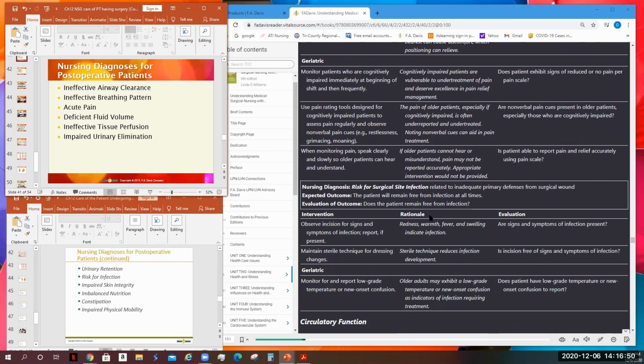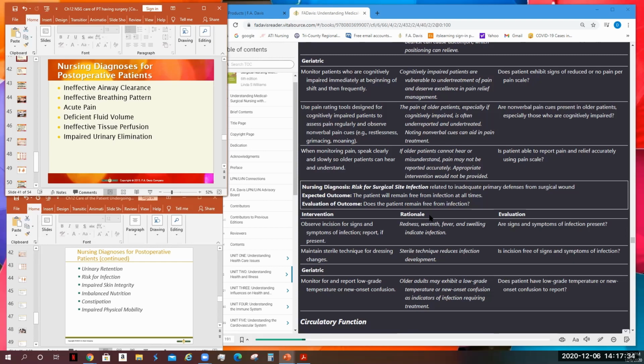Cognitively impaired patients are vulnerable to undertreatment of pain and deserve excellence in pain relief management. Does patient exhibit signs of reduced or no pain per pain scale? Use pain rating tools designed for cognitively impaired patients to assess pain regularly and observe nonverbal pain cues, for example, restlessness, grimacing, and moaning. The pain of older patients, especially if cognitively impaired, is often underreported and undertreated.